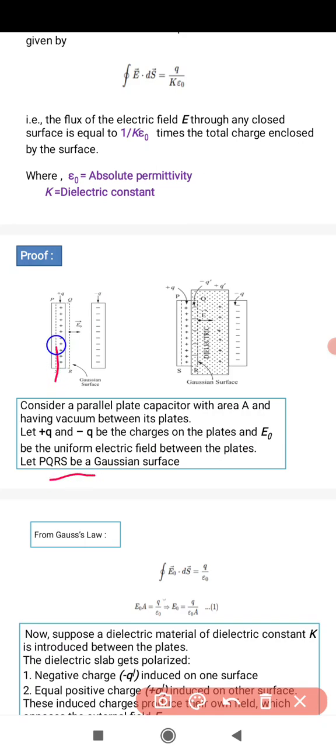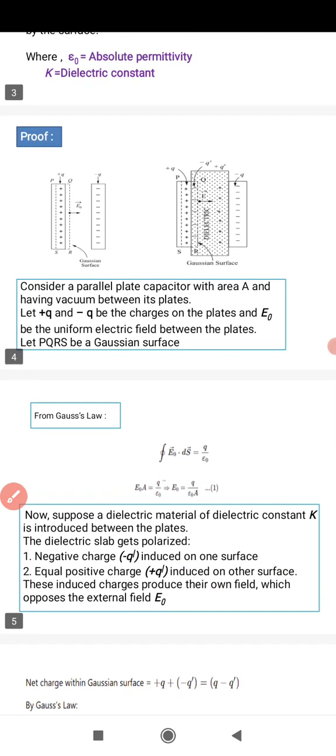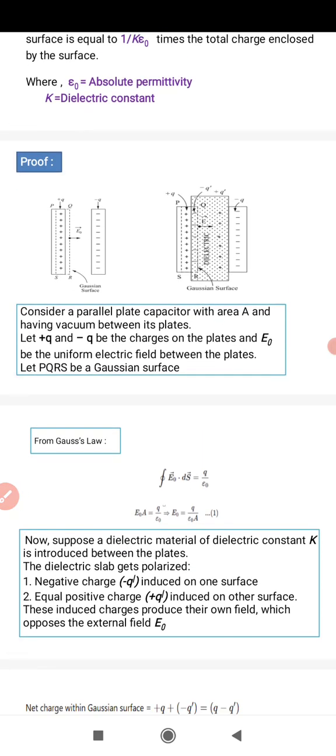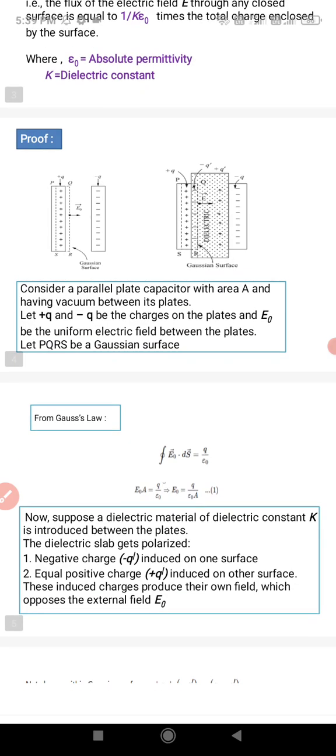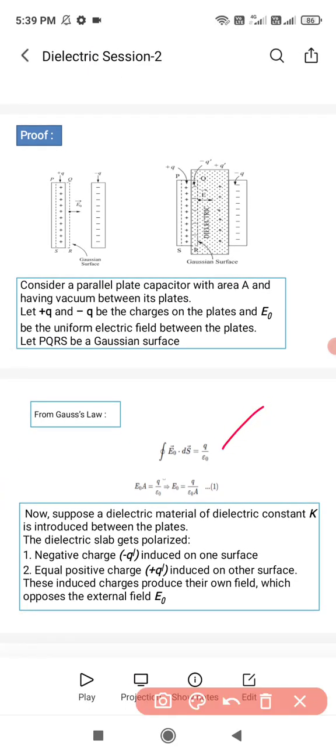Let PQRS be the Gaussian surface. From Gauss law, we write the integral of the electric flux E dot ds equals Q divided by epsilon naught. In this case, E naught into A, where A is the surface area, equals Q divided by epsilon naught. This equation becomes E naught equals Q divided by epsilon naught into A. We call this equation 1.